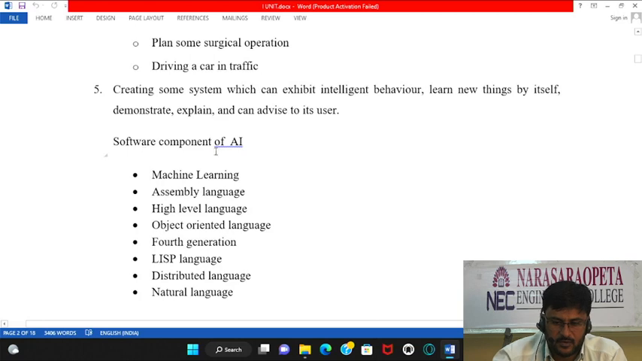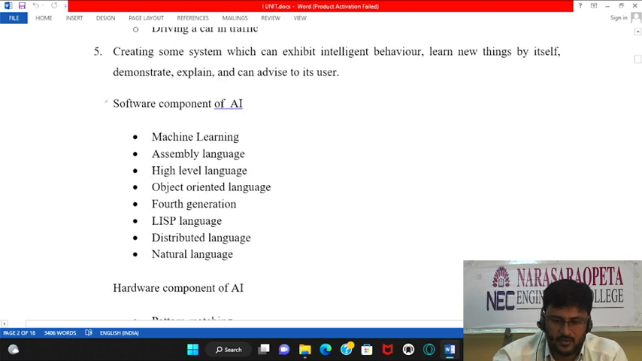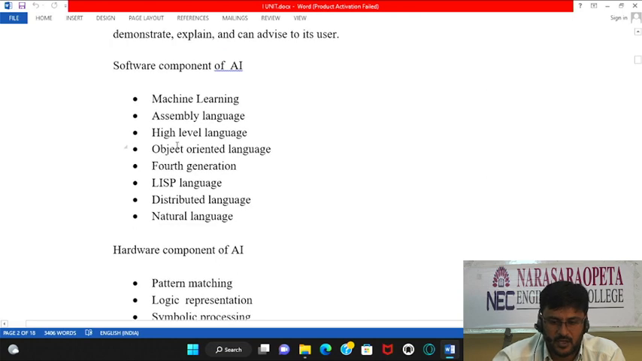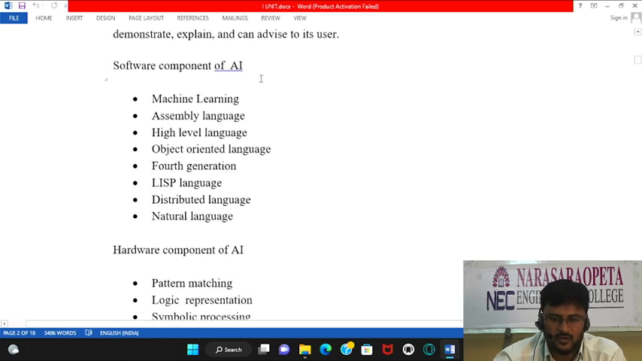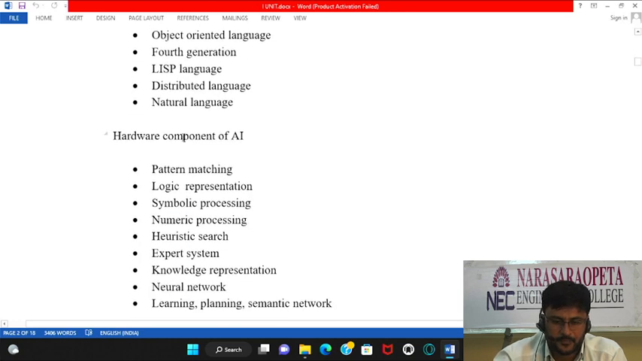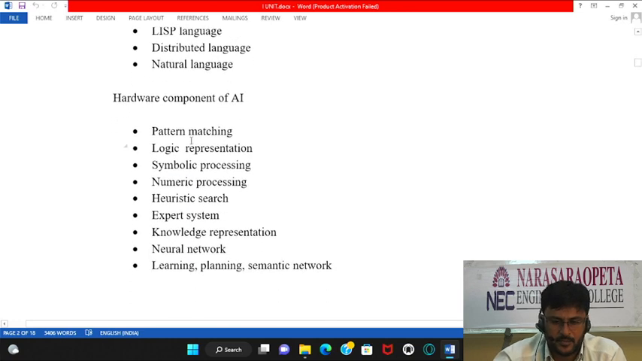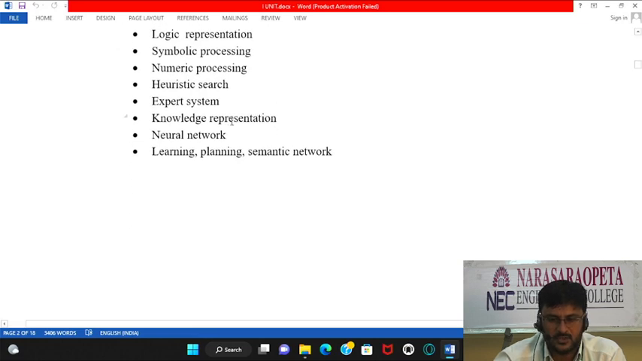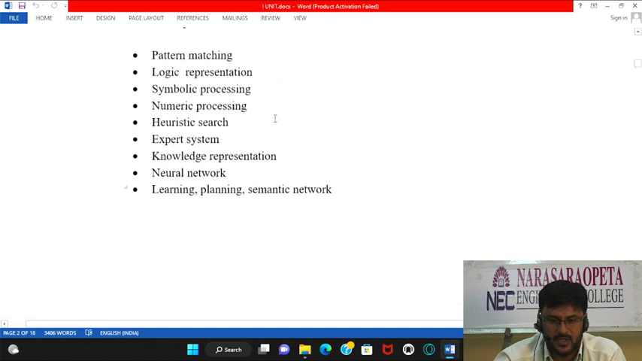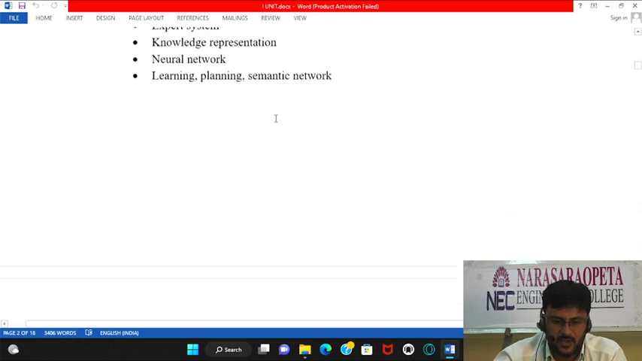Next, software components of learning: assembly language, high-level language, object-oriented language, fourth-generation language, distributed language, and natural language. Next, hardware components: pattern matching, logic representation, symbolic processing, numeric processing, heuristic search, expert systems, knowledge representation, neural networks, learning, and semantic networks. These are the components of AI.